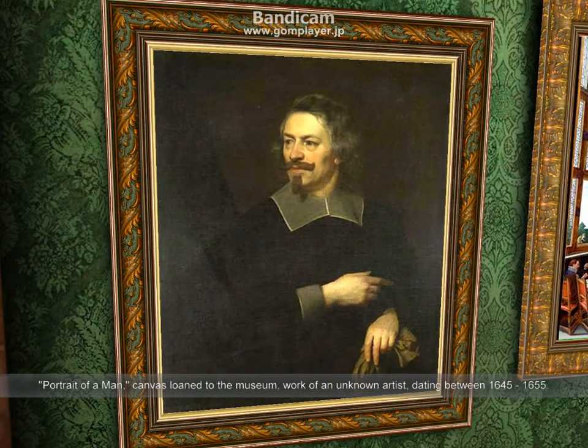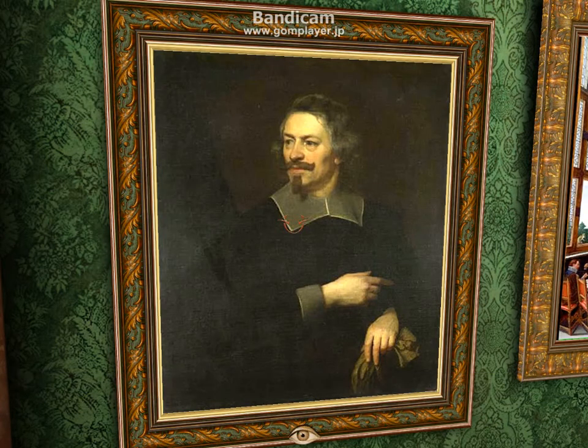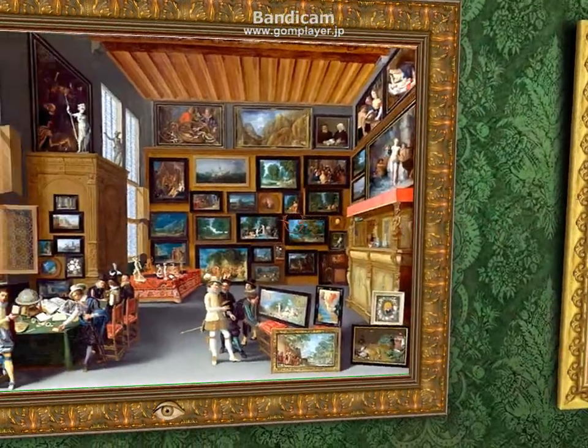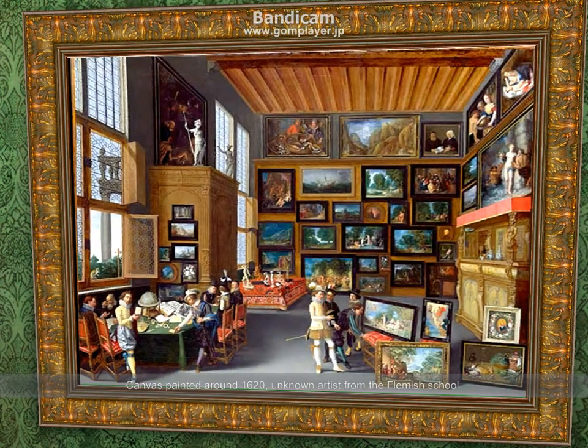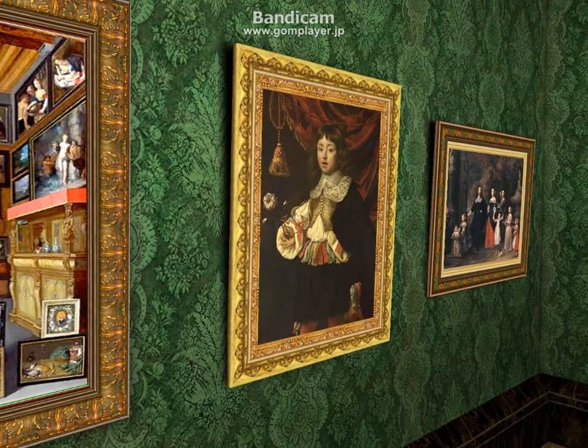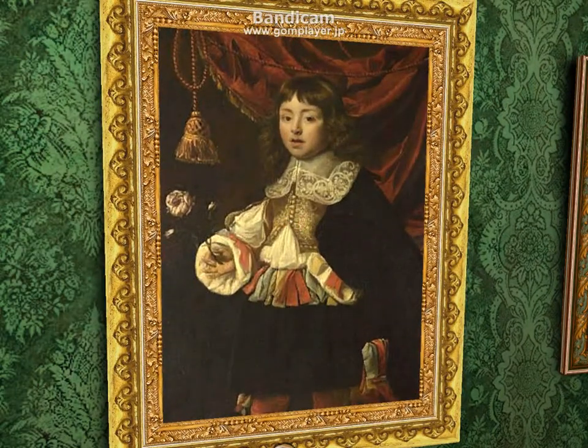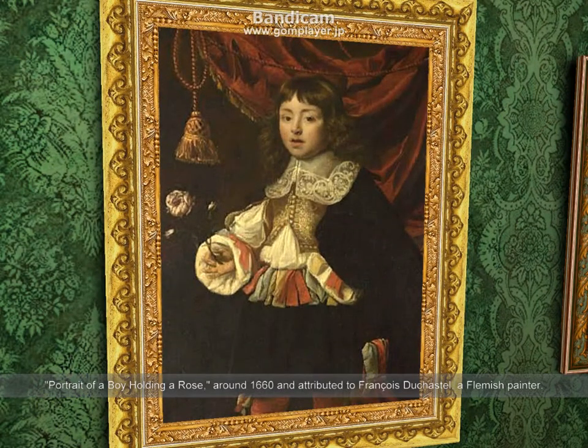Portrait of a Man, canvas loaned to the museum, work of an unknown artist, dating between 1645 and 1655. Canvas painted around 1620, unknown artist from the Flemish school. Portrait of a boy holding a rose, around 1660 and attributed to François de Chastel, a Flemish painter.